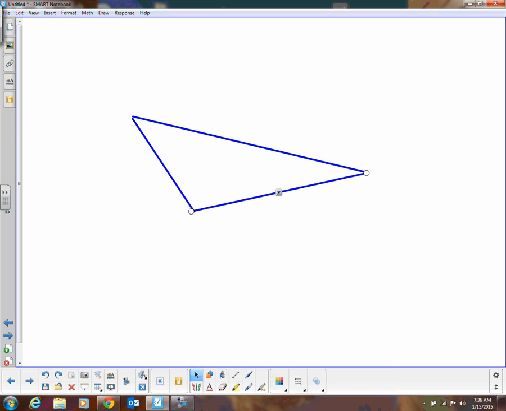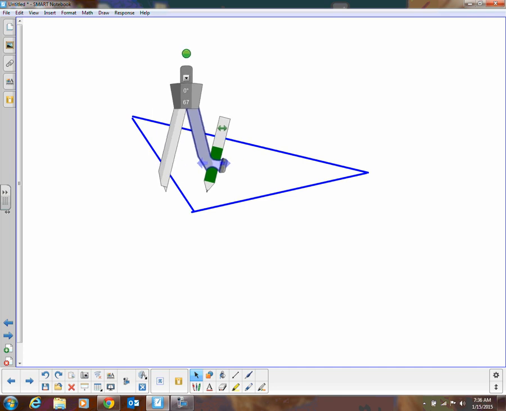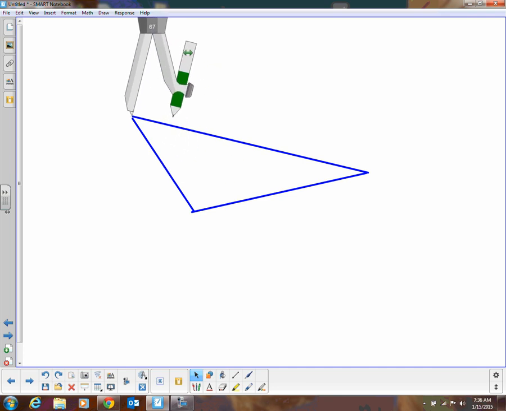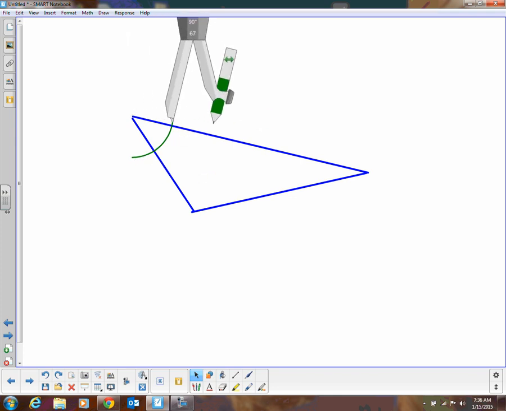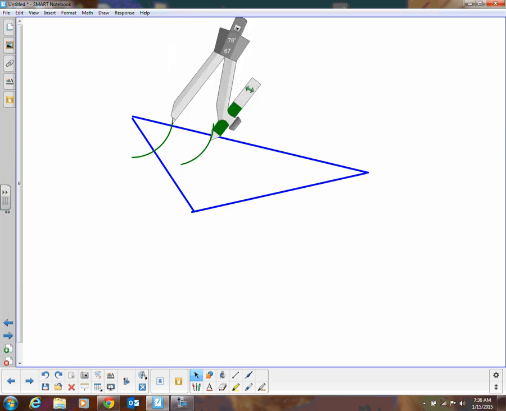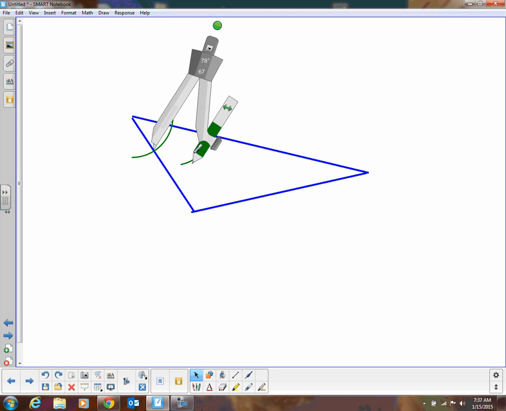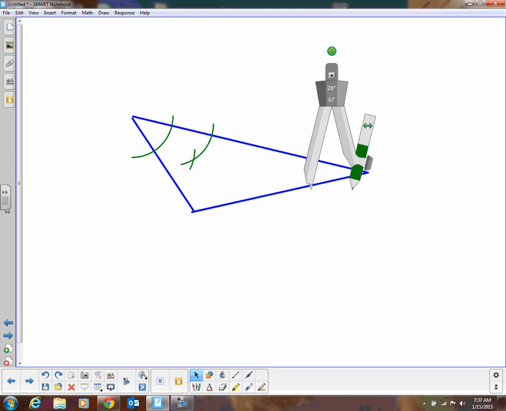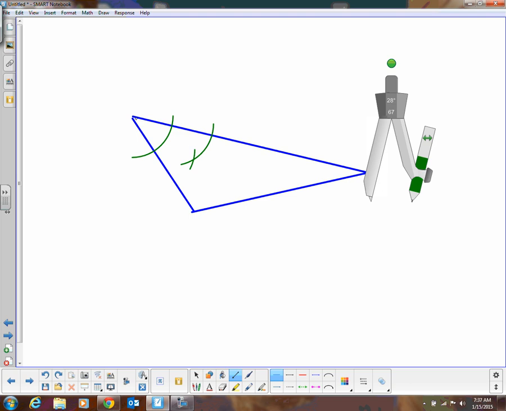Inscribe? What do I have to do with my compass? Perpendicular bisectors will circumscribe. If I want to inscribe, then I'm going to need to do angle bisectors, which means I make an arc. I put my compass point on each point of intersection, and I make another arc. I'm going to come over here, and then we connect this with a segment.